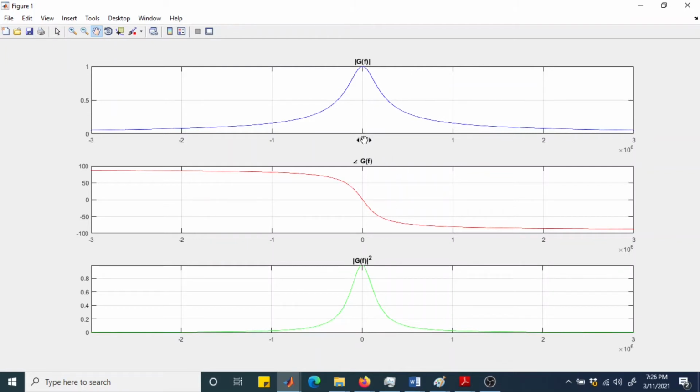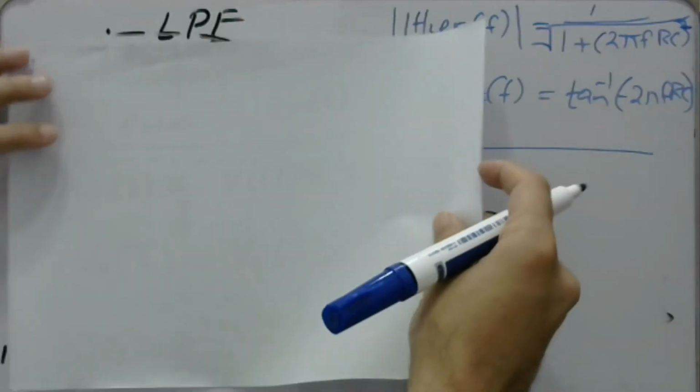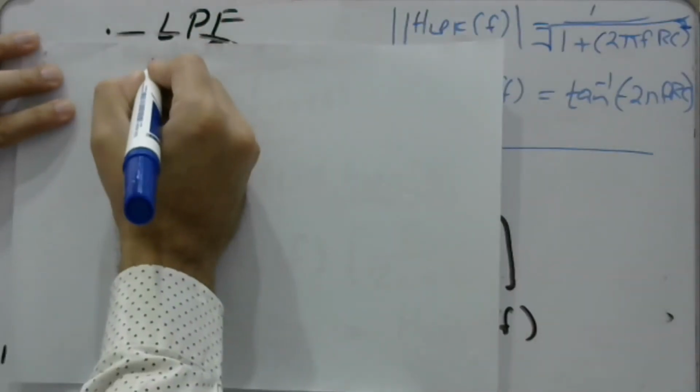So as mentioned, the bandwidth is from 0 to infinity, but we are interested in a meaningful bandwidth. Say that meaningful bandwidth is half power bandwidth. So hence we may be interested in the half power bandwidth.